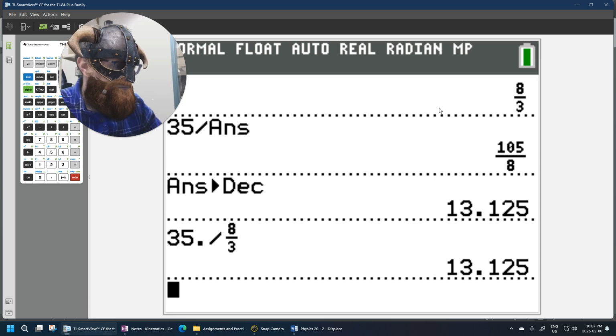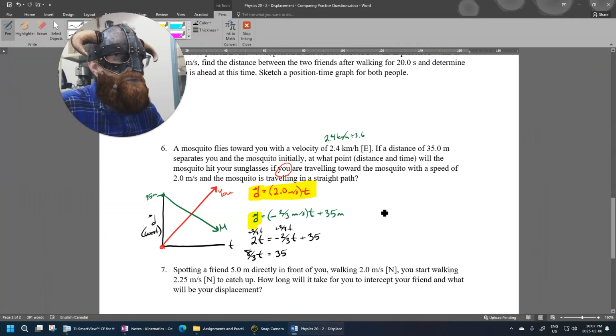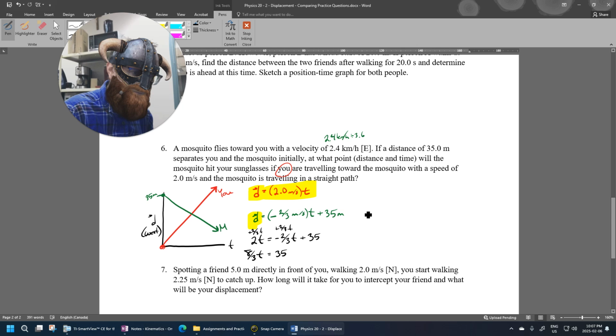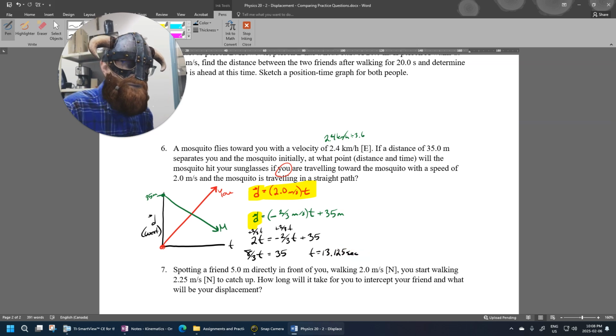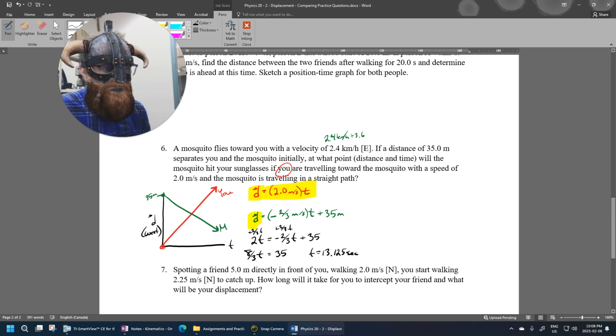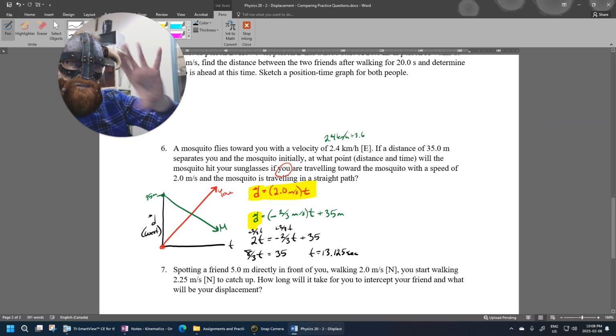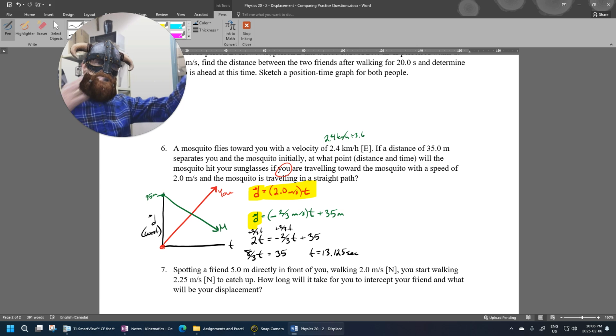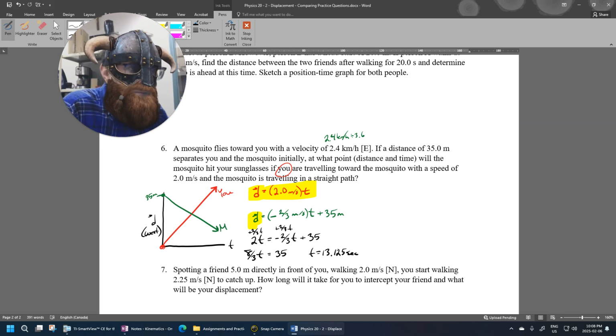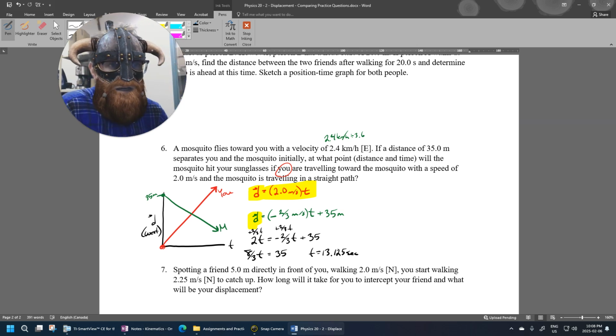But I get 13.125. I'm going to write down a whole answer. Here we go. T is equal to 13.125 seconds. So we got the time in which they collide. So it's going to take about 13 seconds to come at each other there. Seems like a long time, but that's okay.